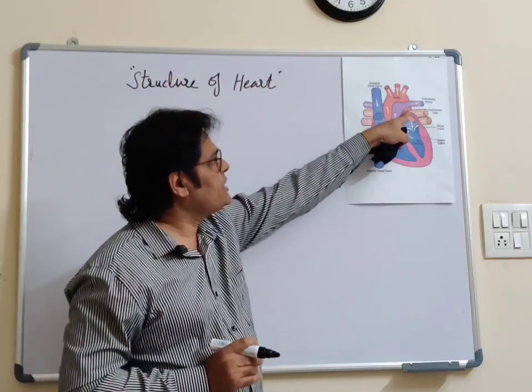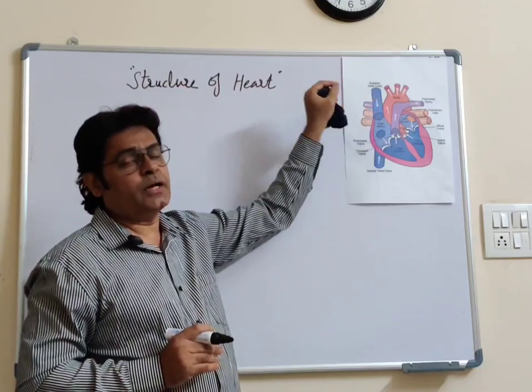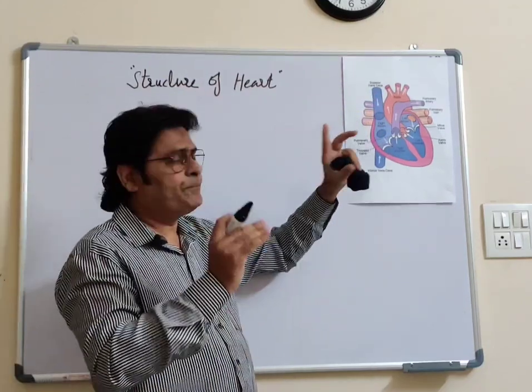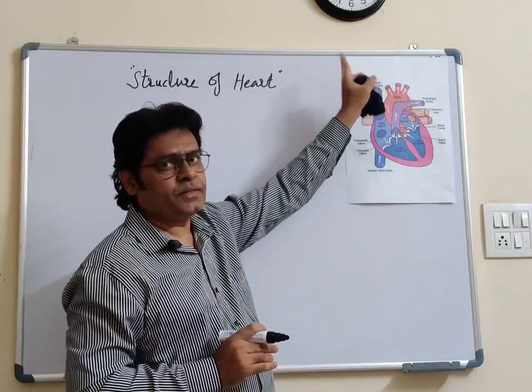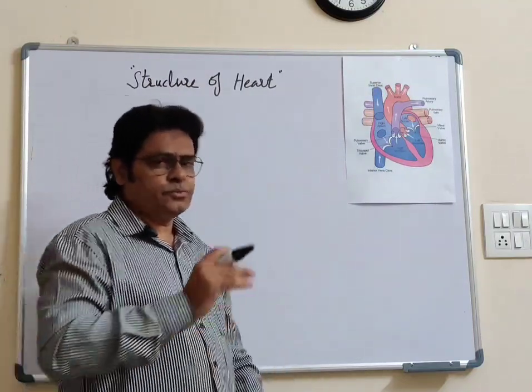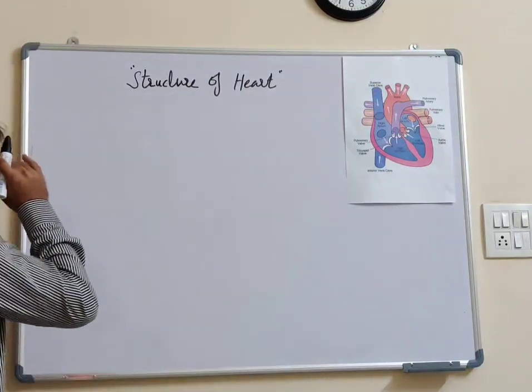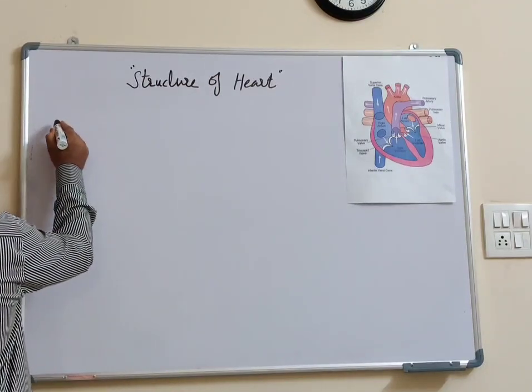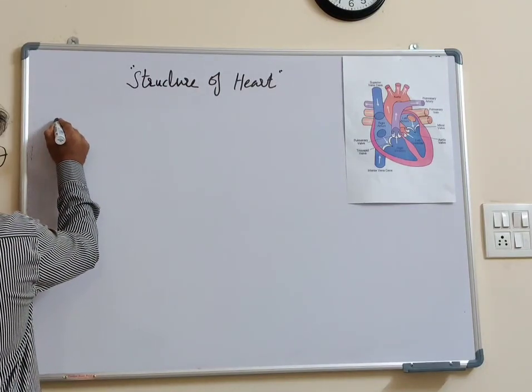This big one you are seeing here is called the aorta. It is the big artery which supplies the oxygenated blood. Shall we start the answer now? Describe the structure of human heart. In the first point, you should write the following.